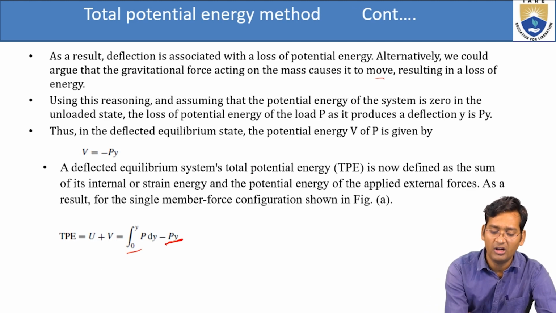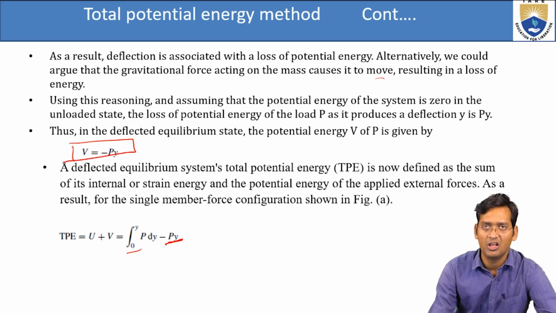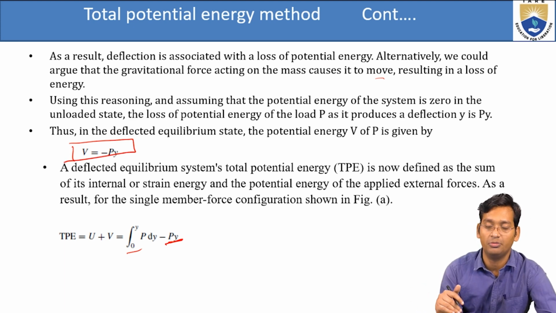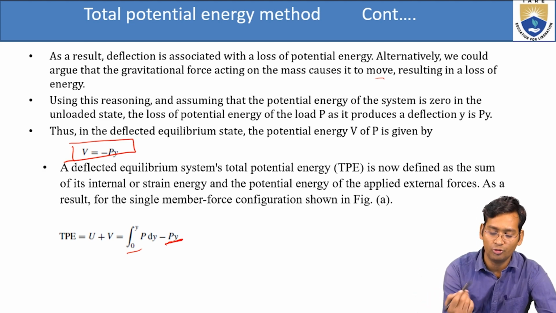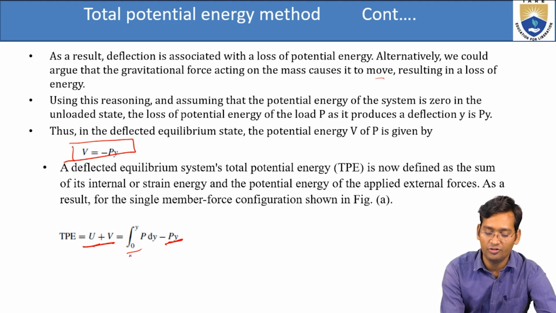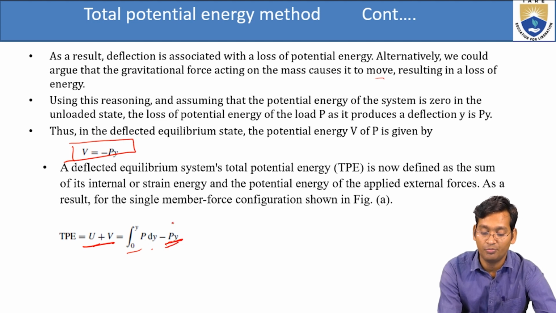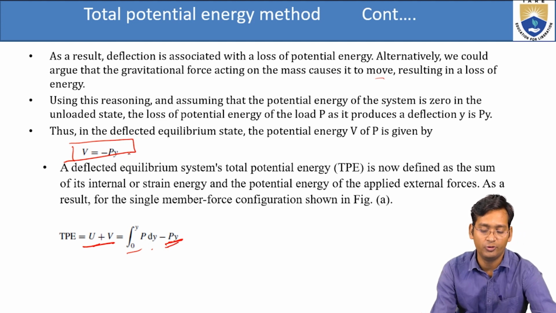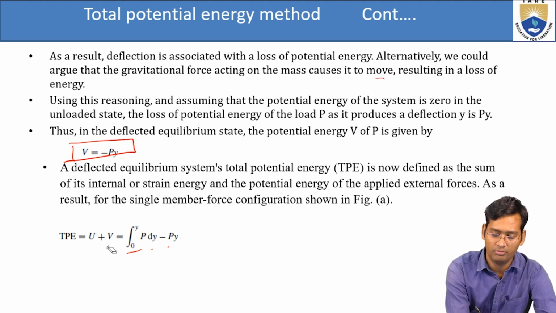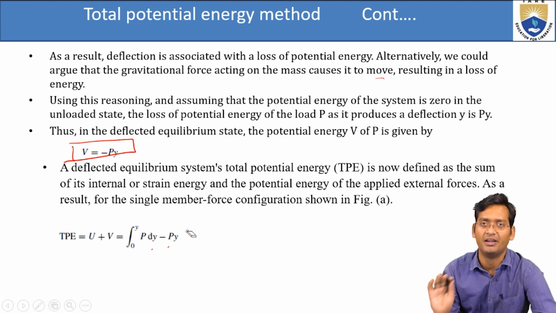So the loss is, V equals minus P y. Now suppose that a load P is acting, where P equals mg. The total potential energy will be strain energy plus potential energy, so total potential energy equals U plus V. We already know that U is the integral from 0 to y of P dy, and the potential energy is minus P into y. This is for one load, one mass, where one load P is acting.